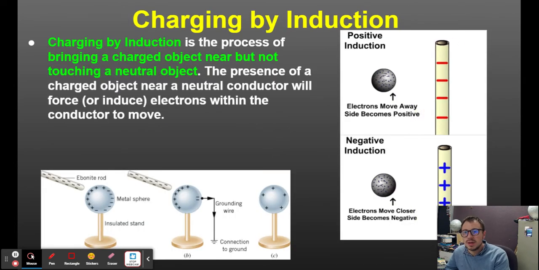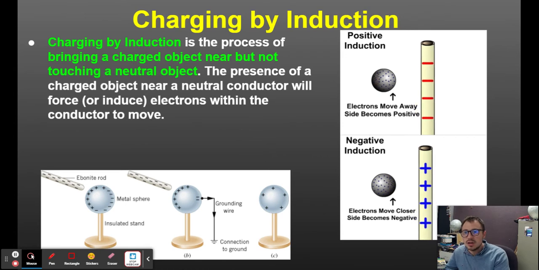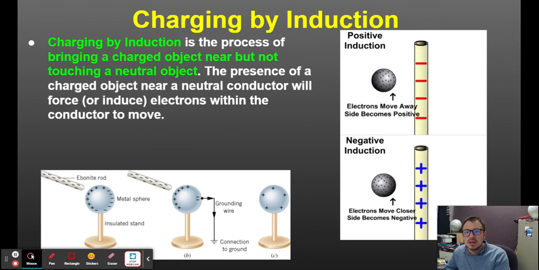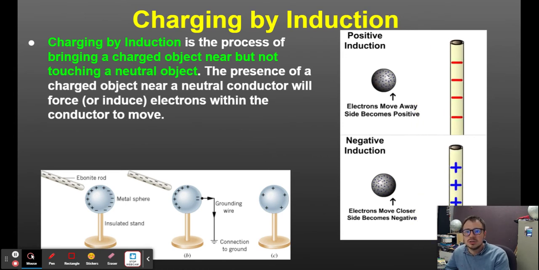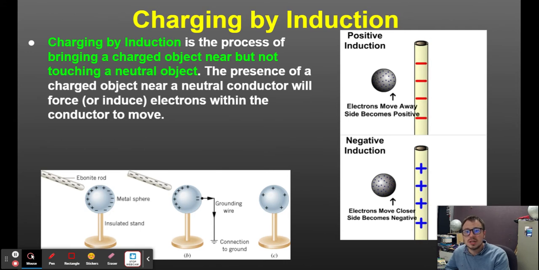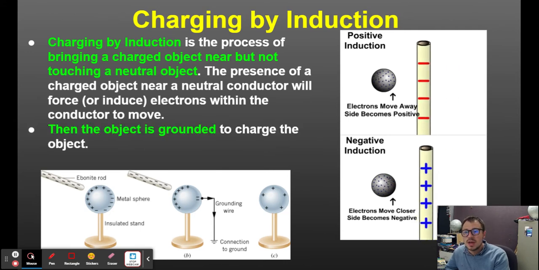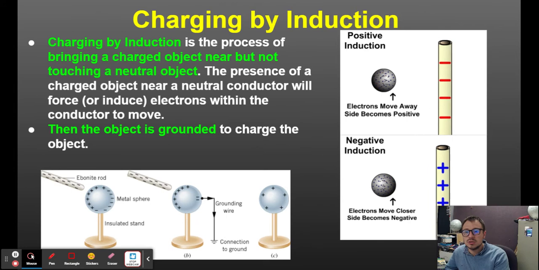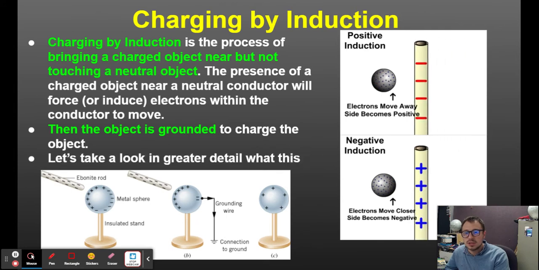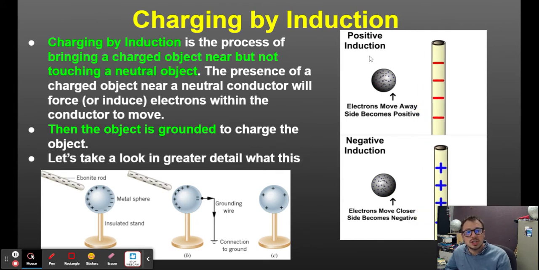So, charging by induction. Charging by induction is the process of bringing a charged object near, but not touching, a neutral object. The presence of a charged object near a neutral conductor will force, or induce, electrons within the conductor to move. Then the object is grounded to charge the object. So you can see off to the right, it's just like polarization.